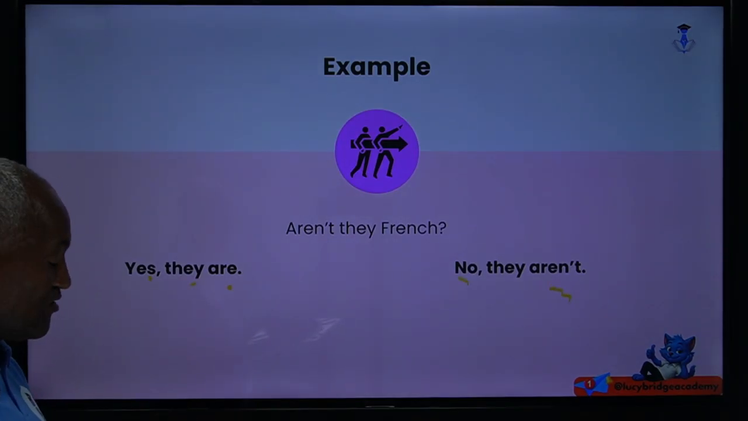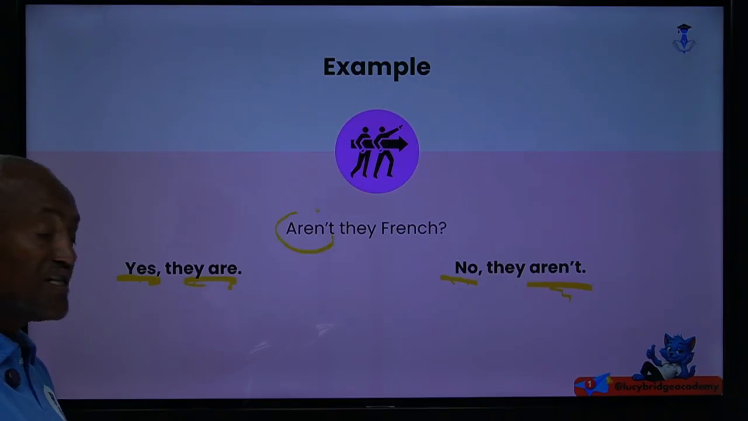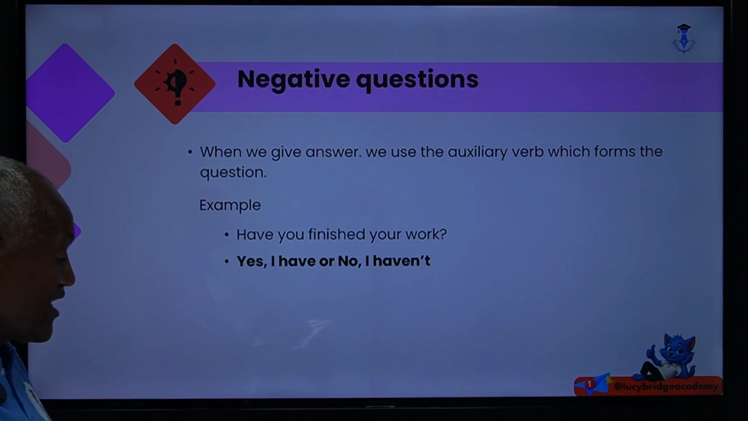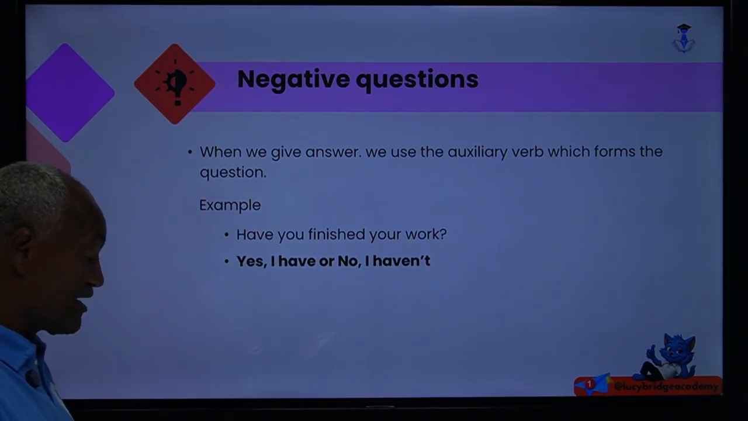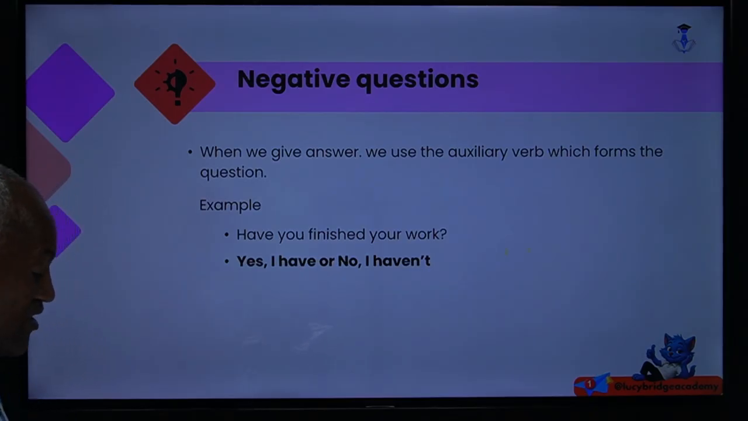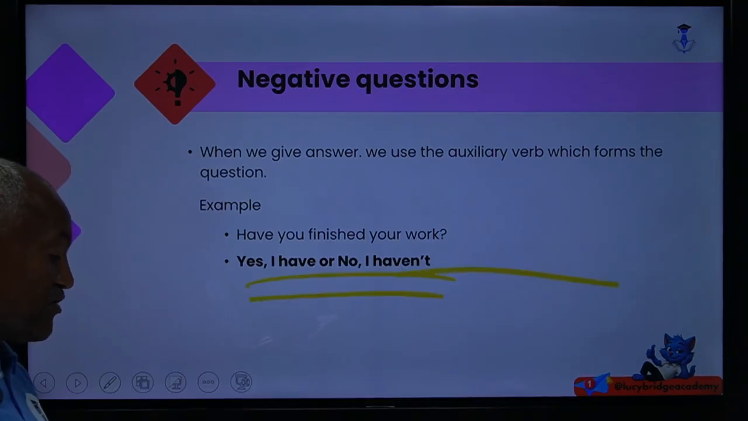Have you seen? This is what I told you. If we say yes, this must be positive. If we say no, this must be negative. And again, the question is raised with are, then the answer must be with that. This is a negative question. When we give an answer, we use the auxiliary verb which formed the question. Already I told you, have you finished your work? Yes, I have, or no, I haven't.